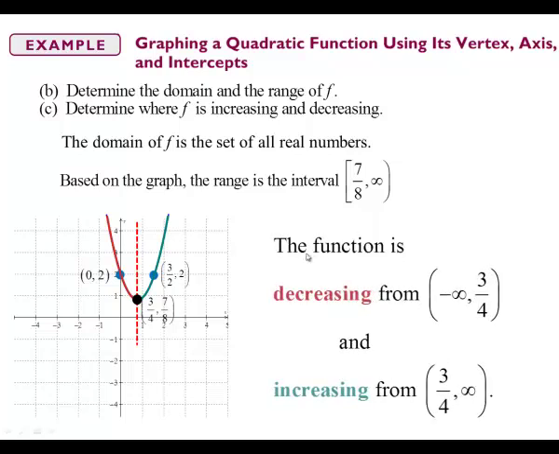Okay, the function is decreasing from negative infinity to 3/4, but it's open because we can't increase or decrease from that point. And then it's increasing from 3/4 to infinity.